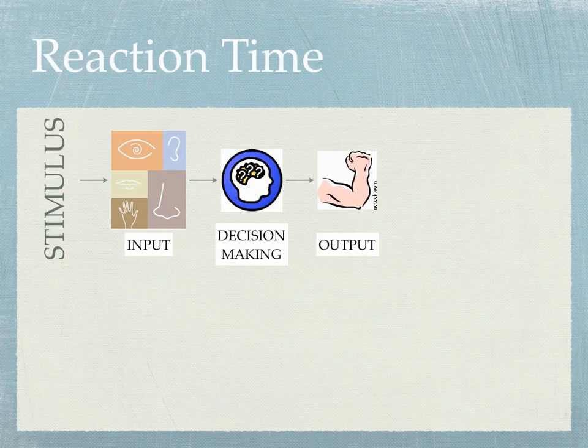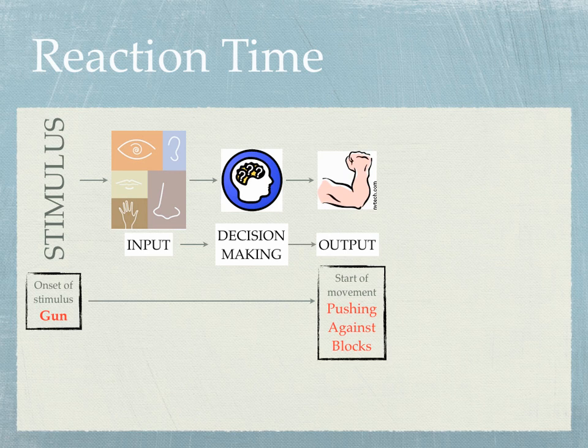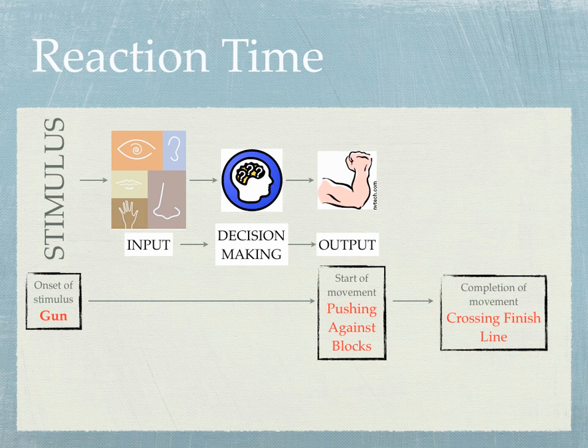Now, within this part of the course, it's important to understand a few definitions, reaction time being one of them. Looking specifically at our example of a 100-meter sprint, the stimulus, as we've explained, will be the onset of the gun going off. We then have to initiate movement by pushing against our start blocks. Finally, the race will be run until we reach the finish line, crossing in our finishing time.